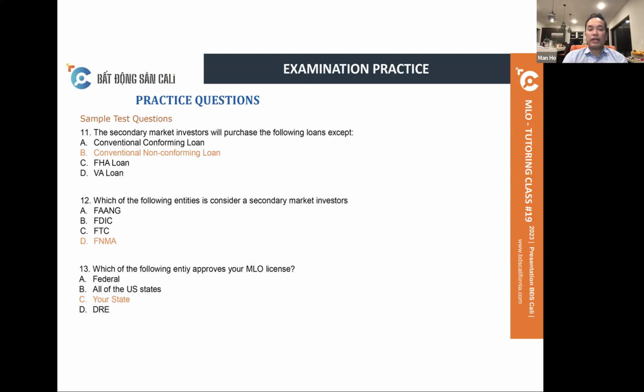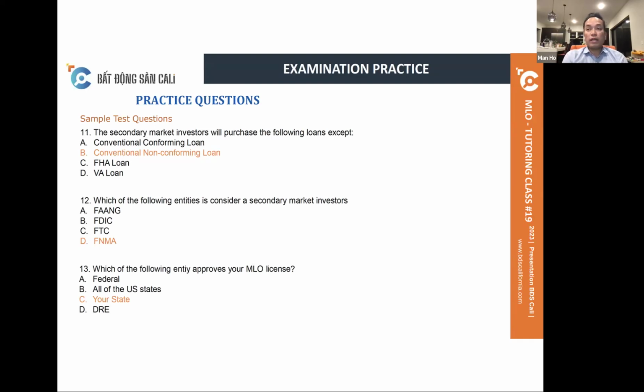The secondary market investor won't buy a loan that is over the loan limit. Even though it's conventional, they won't buy it. But they will buy FHA and VA loans. Make sure you know that. Number 12, Fannie Mae is the right one, but also Freddie Mac as well. Not only Fannie Mae, but also Freddie Mac.